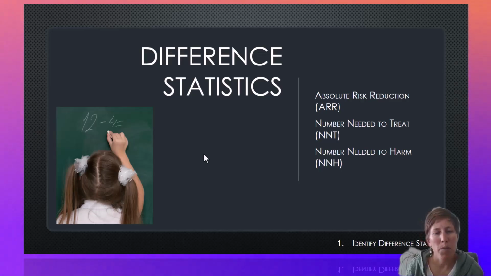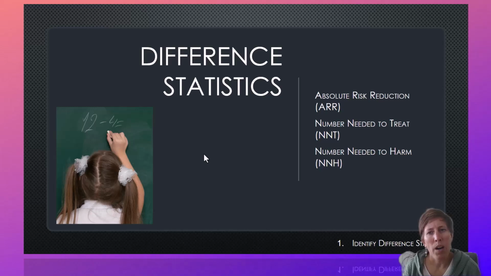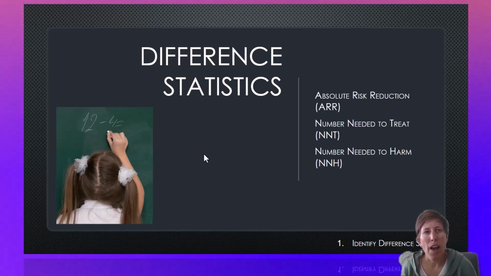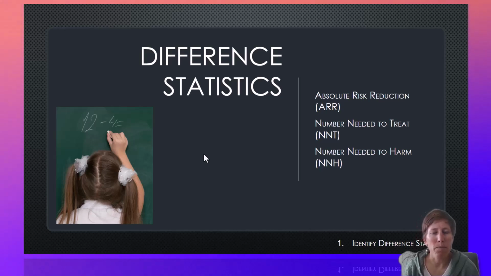In our helicopter view, that first article represented results in group difference. That is a difference statistic. So we're going to start in difference statistics. And difference is just subtraction mathematically. We're going to look at absolute risk reduction, number needed to treat, and number needed to harm.